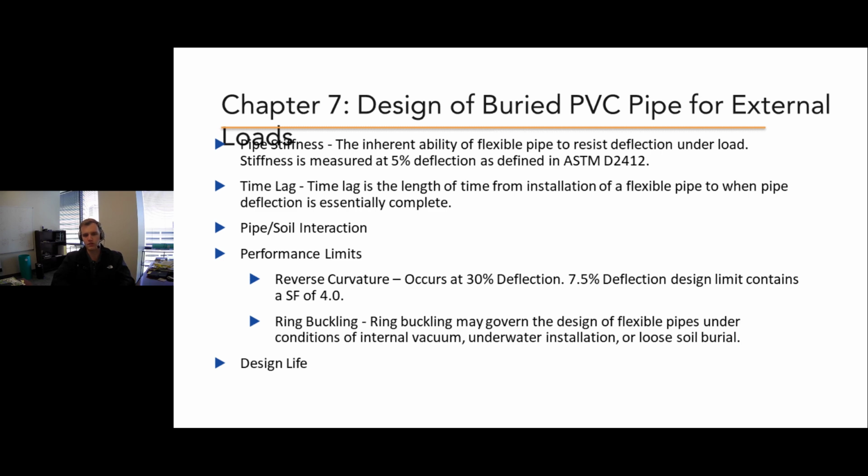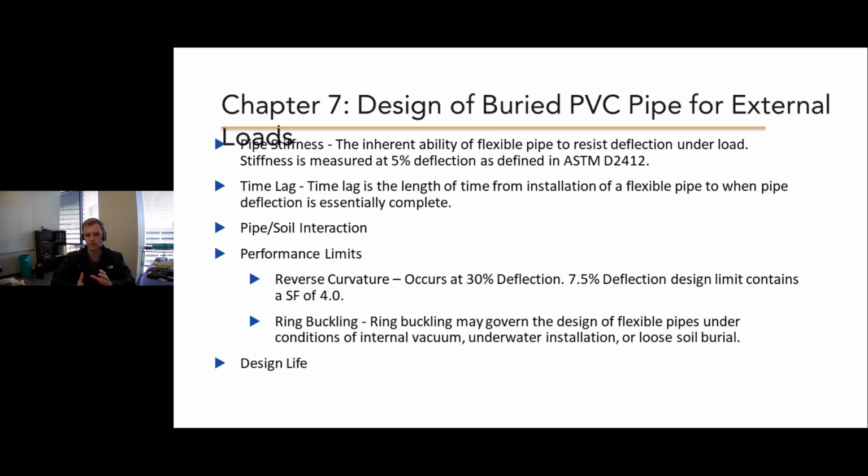Reverse curvature occurs at 30% deflection. That's when the pipe begins to bow inwards. And again, as mentioned earlier, the design limit for deflection is 7.5%. That 7.5% limit contains a safety factor of 4 to that reverse curvature.